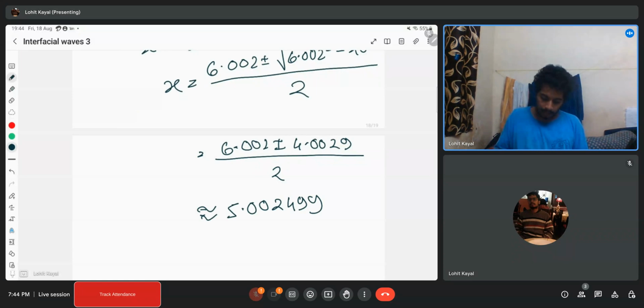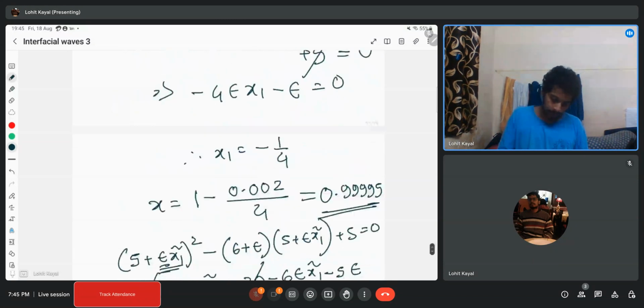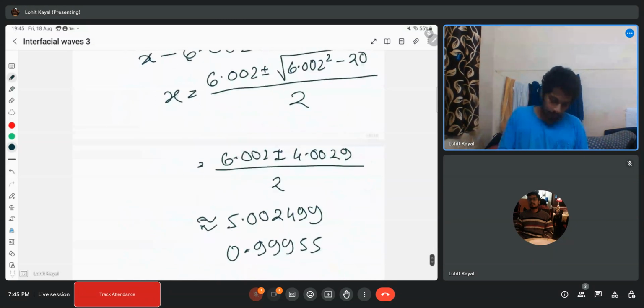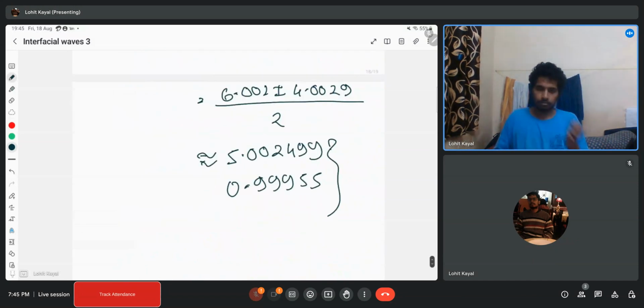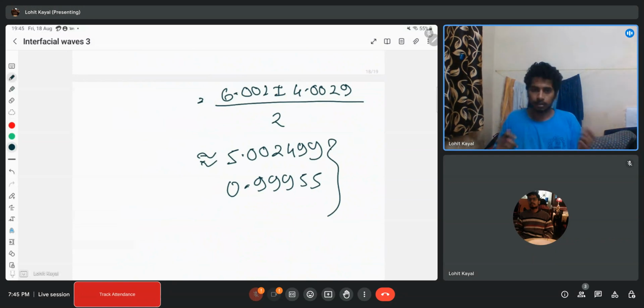5.002499, and another result is 6.002 minus 4.0029 by 2. Another result is 0.99955. So you can clearly see that this solution and this solution is really close. Okay, so the perturbation theory works.